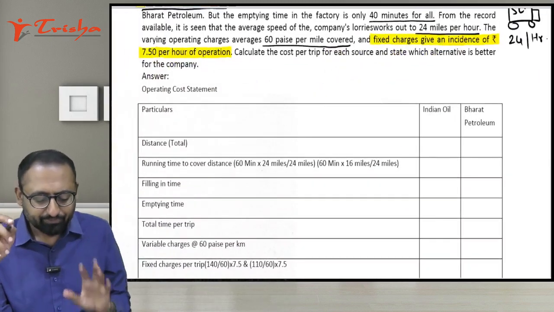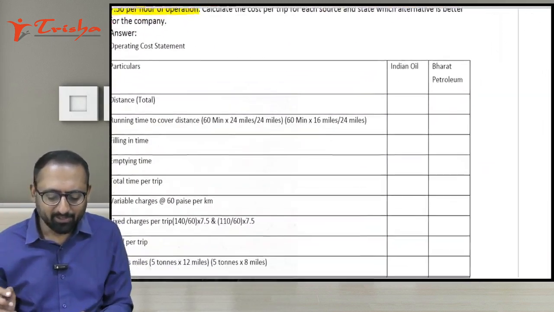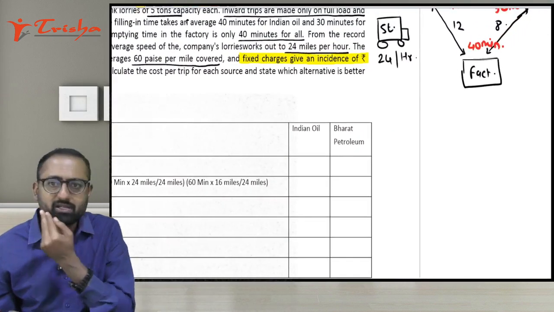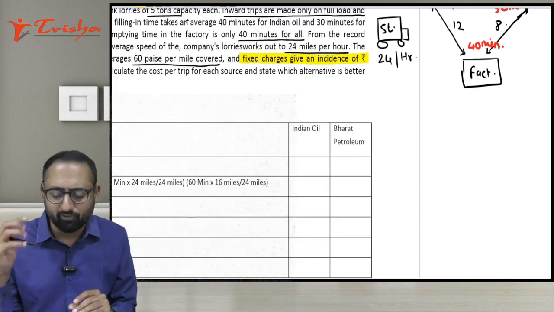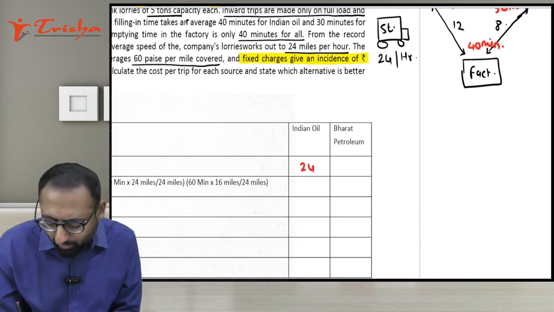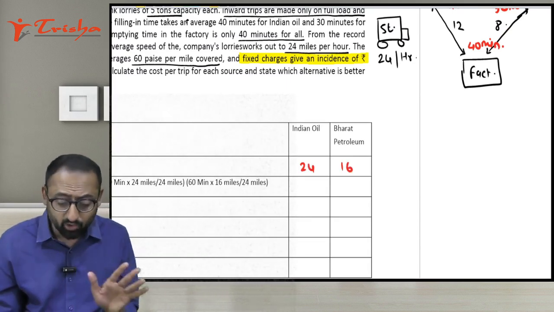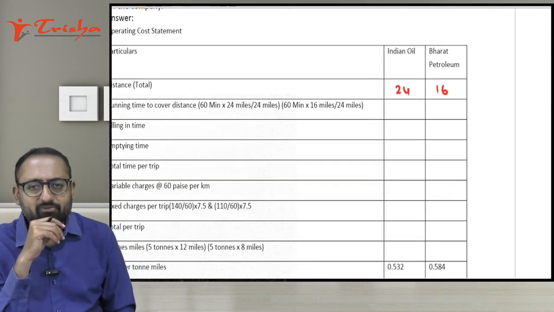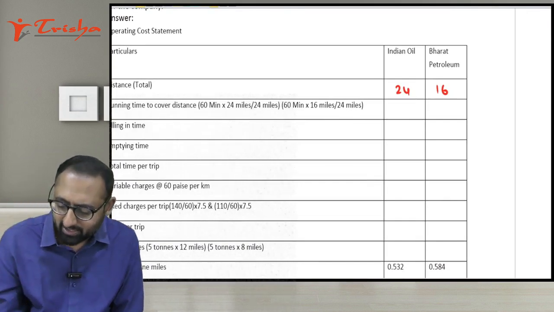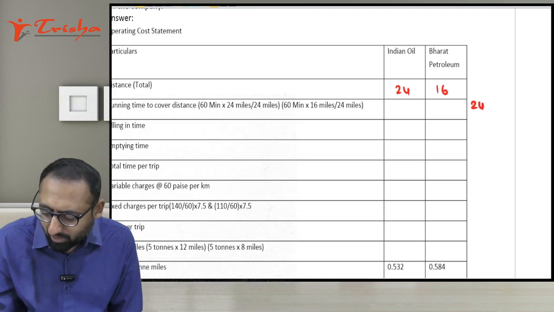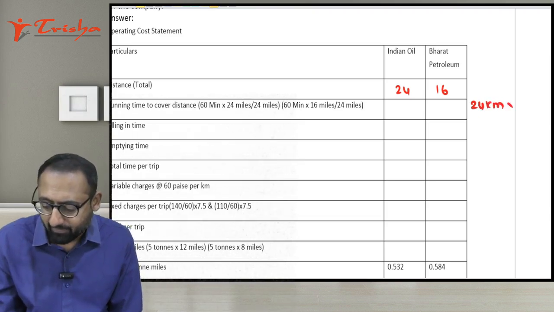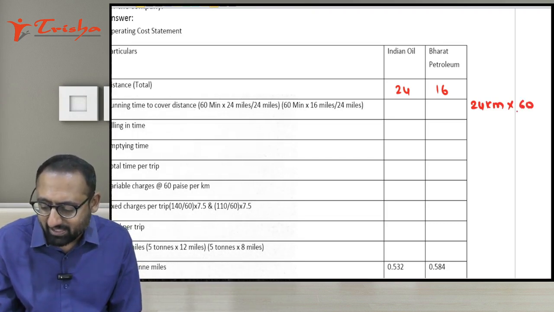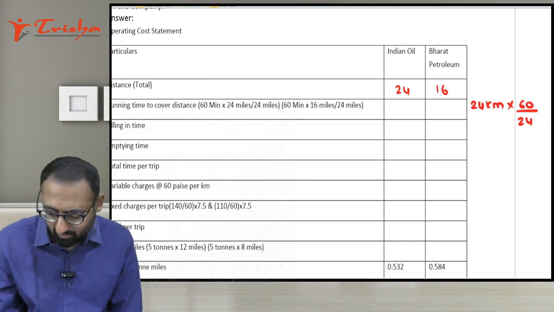So let's see, guys, the Indian Oil distance and the Bharat Petroleum distance. You know the distance: one way distance is 12, so 12 for the outward journey and 12 for the return journey. 8 for the outward journey, 8 for the return journey. So in all, there will be 24 and 16 miles. Now, running time to cover the distance. This 24 miles and 16 miles will be covered. Very simple adjustment. I'll show here. The speed is 24 miles per hour multiplied by 60 minutes divided by 24 miles. Not kilometer, it is miles.